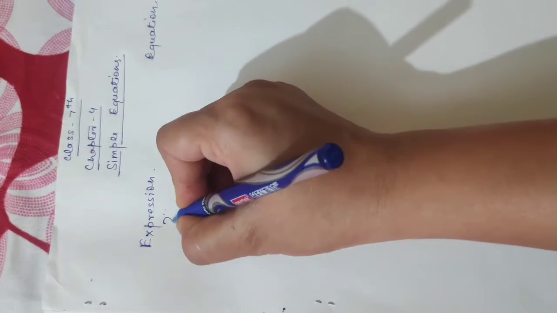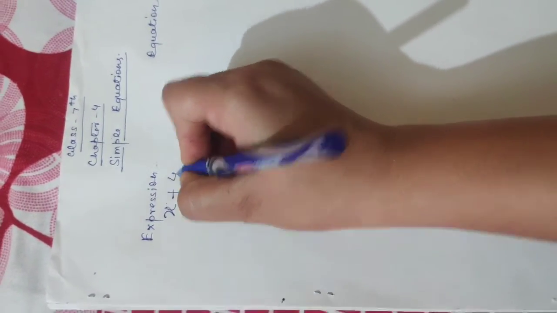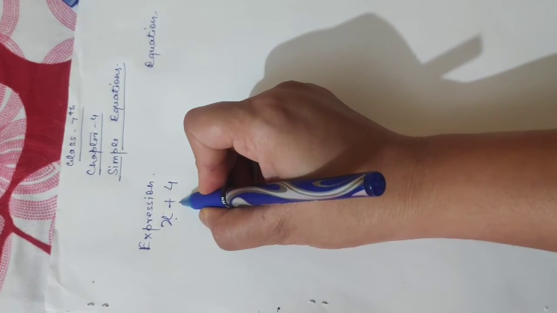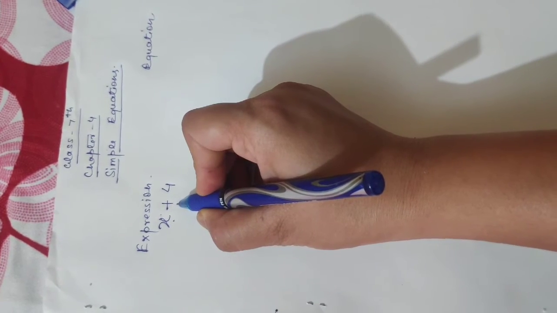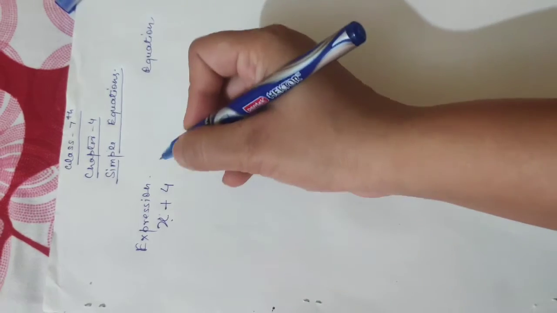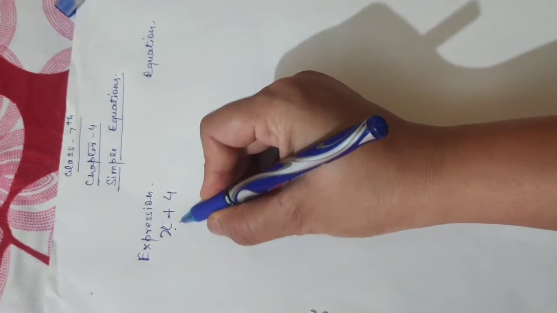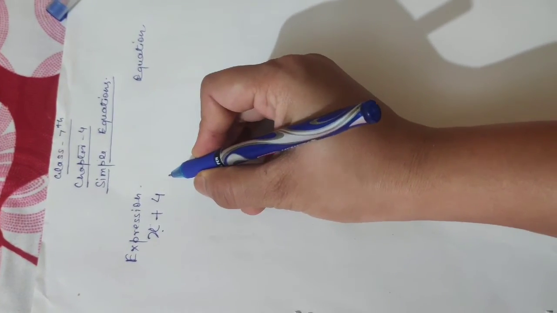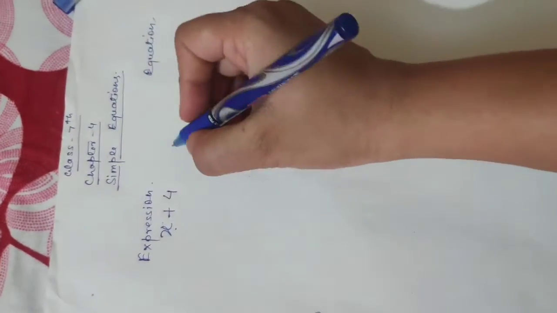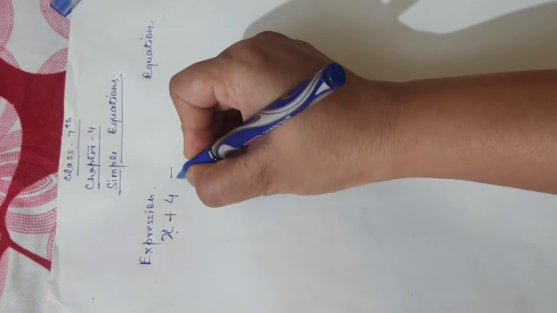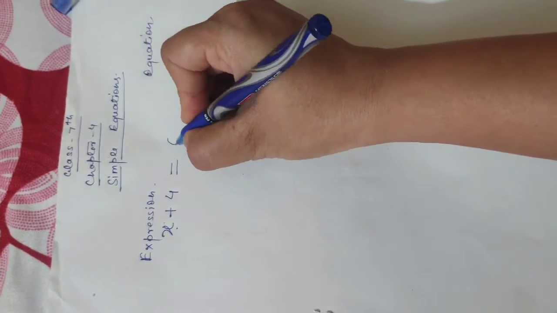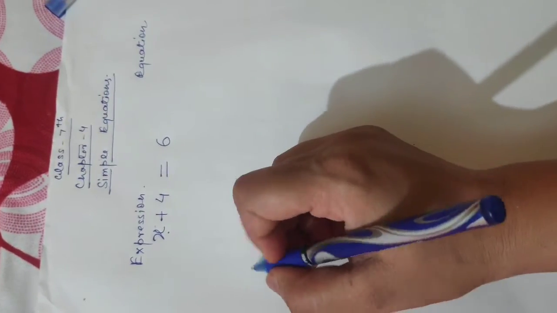Just like if I write x plus 4. So here I am using a variable, a constant and an operation. So this is an expression which we call as x is added with 4. But when it will become an equation? If I am adding one symbol of equality and writing one more number 6 over here.